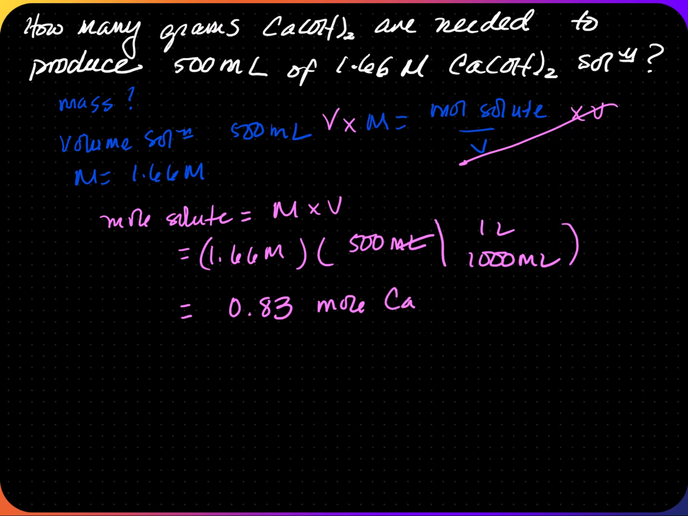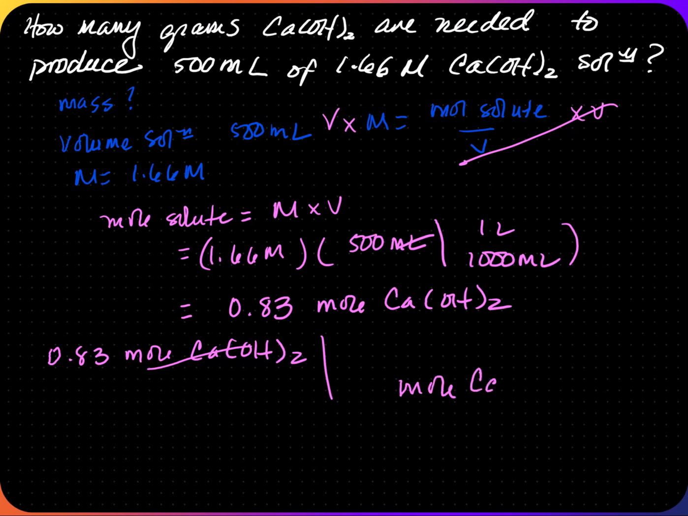My solute is calcium hydroxide. So now I start with 0.83 moles calcium hydroxide. Diagonals have to be the same, and I'm going to do molar mass. Solve for the grams. So there's 1 mole. The mass of calcium hydroxide is 74.093 grams, and you get approximately 61.497. So now we go back and do sig figs.